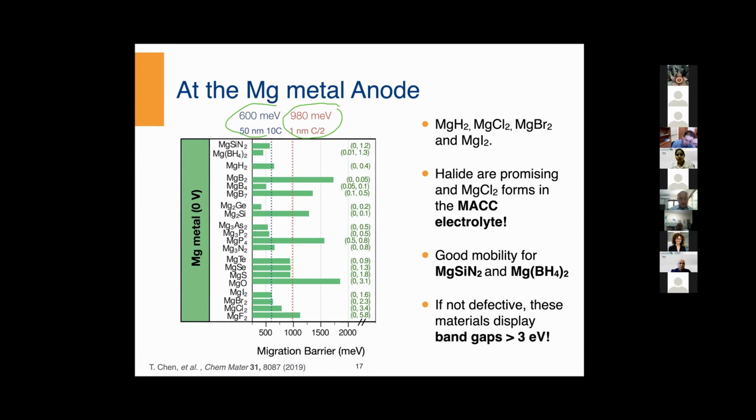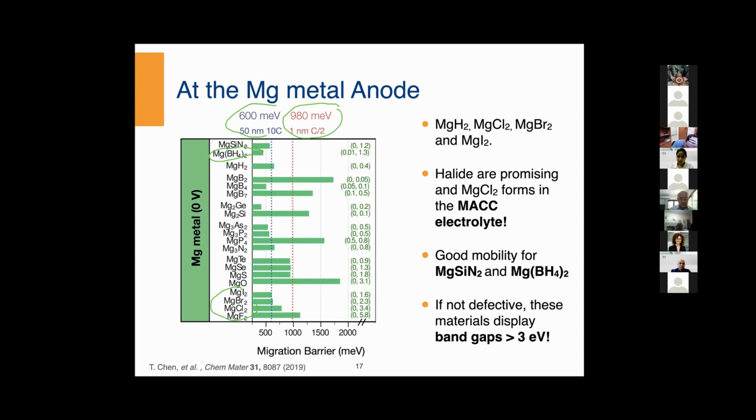And you see that the survivors are very few materials. You have here some halides, some hydrides. Some of the materials here have a low barrier, below the blue barrier, but then when you look at the electronic conductivity, which is here just summarized in terms of band gap, they are good electronic conductors, and this is not a desired thing.